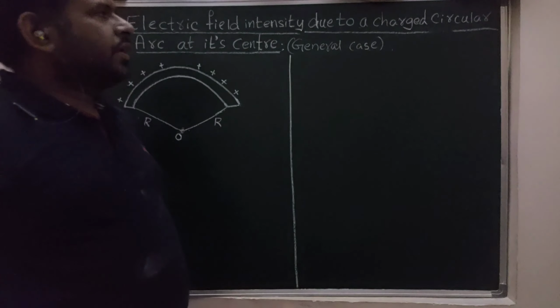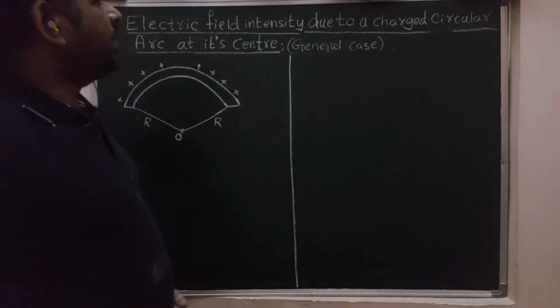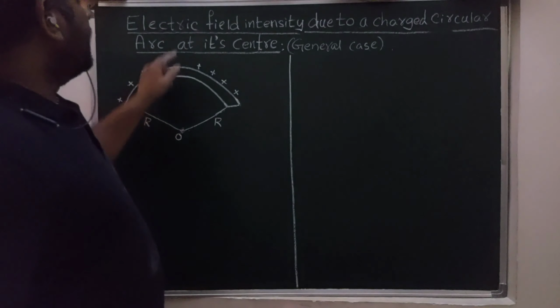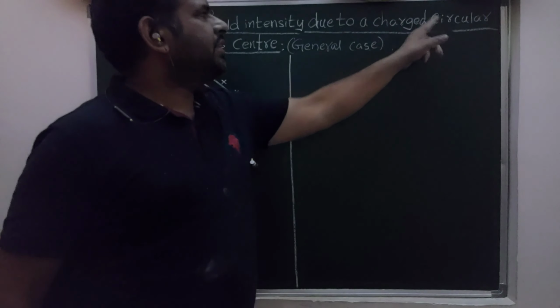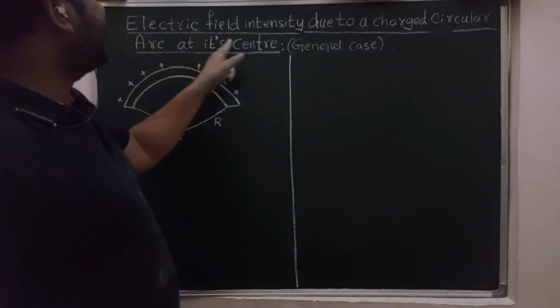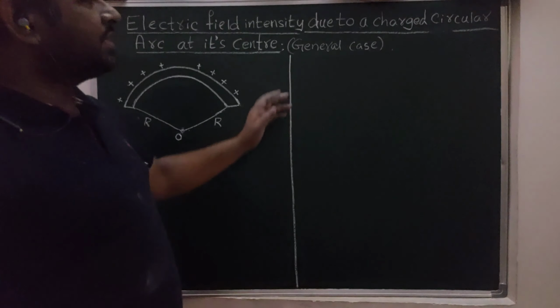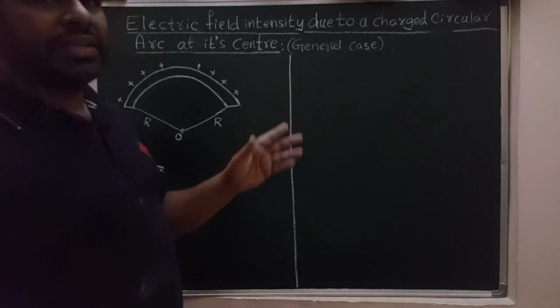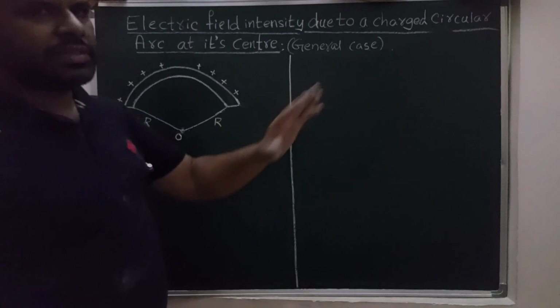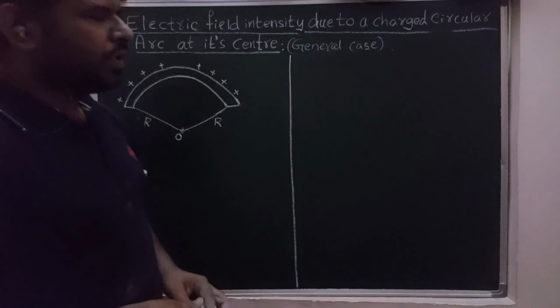Hello students. So today we discuss the important concept: electric field intensity, that is E, due to a charged circular arc at its center. This is the general case. Based on this general case we can discuss special cases also. After getting the expression for electric field intensity in the general case, we discuss the remaining special cases.